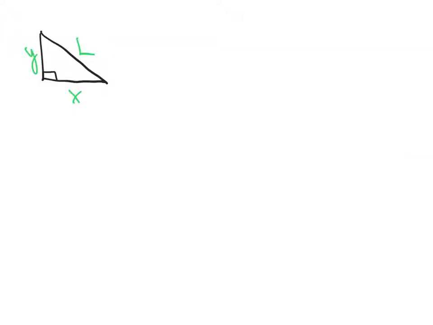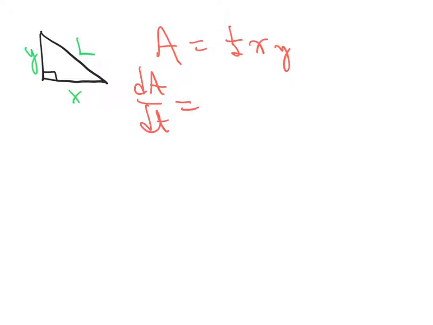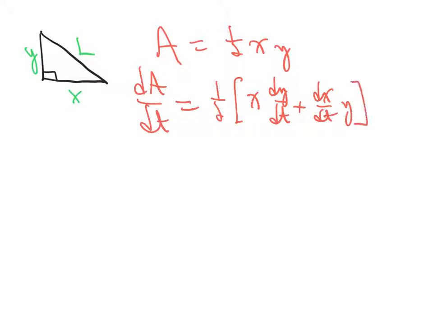First, the area. The area of a right triangle is, of course, 1/2 the base times the height. Since x and y are both functions of t, then A is a function of functions of t. So we'll probably end up using some sort of chain rule. We take dA/dt on this side, and we say the derivative of a product is the first times the derivative of the second, plus the derivative of the first times the second.